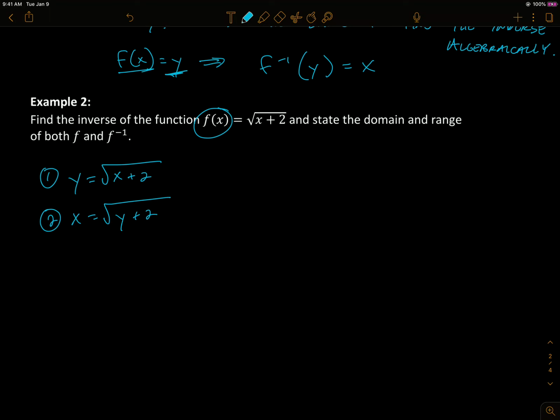I don't know if it's a function or not, but I do want to be clear. Sorry about that. I got to mute that.